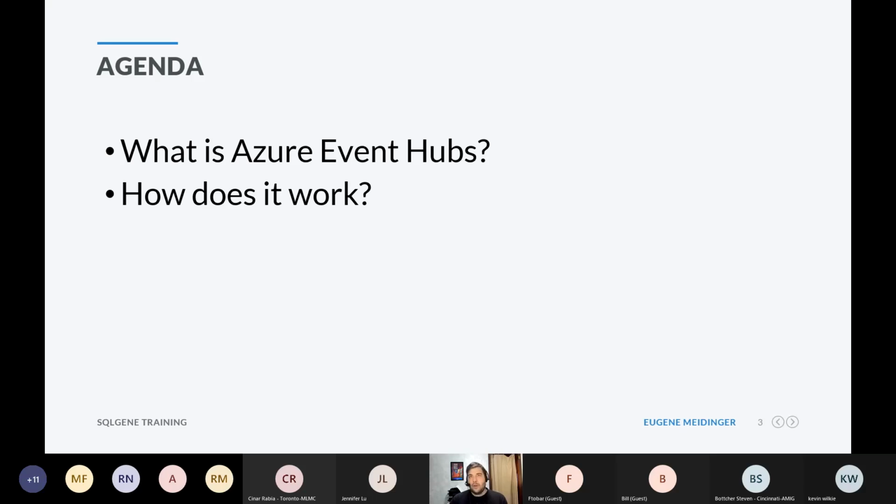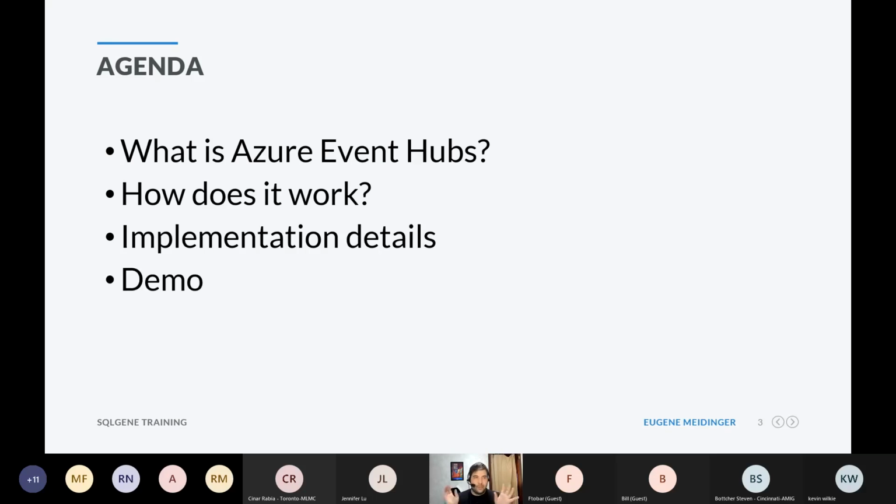We're going to talk a bit about how it works or how you use it. We'll talk about a few details with implementation. And then we've got just kind of the simplest bare bones demo, where we'll show you how to create an event hub, how to write events to it, and how to read events. Nothing particularly fancy there. So what is Azure Event Hubs?